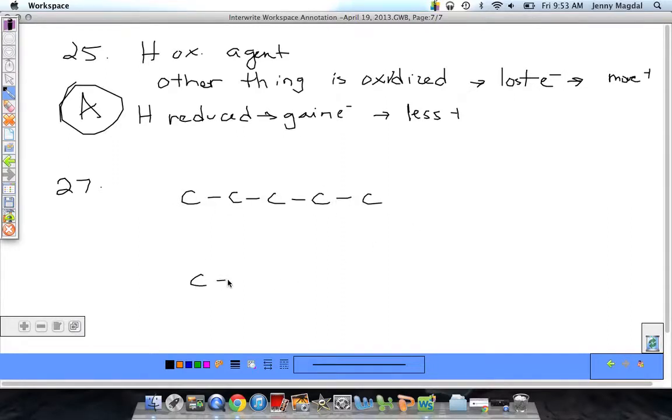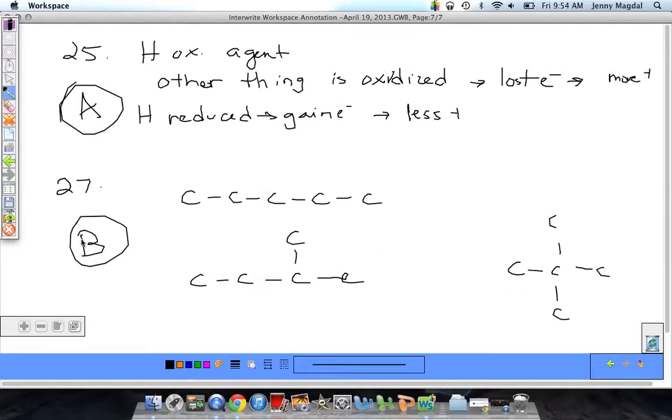We could have it with 4 in a row, and then a carbon coming off of either one of those two carbons. It would be the same either way. And then finally we could have 3 in a row with carbons coming off the middle one. So B, 3 isomers is all.